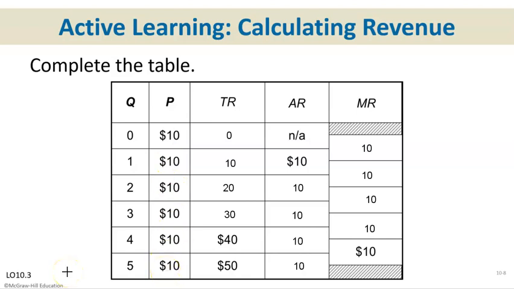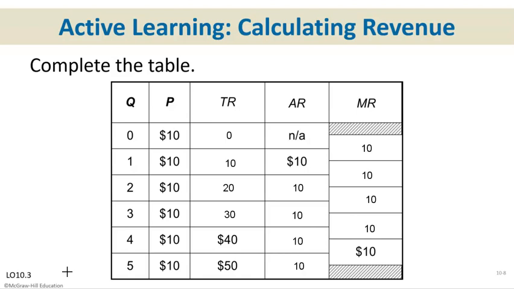Now, this is something that I want you to write down in really big letters and then put a big star next to it, because we're going to use this over and over again. And this is only true in pure competition. So in pure competition, marginal revenue is equal to price.